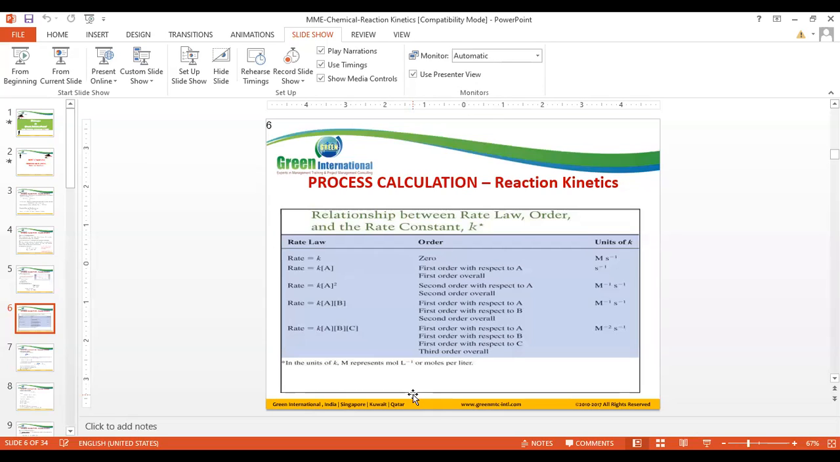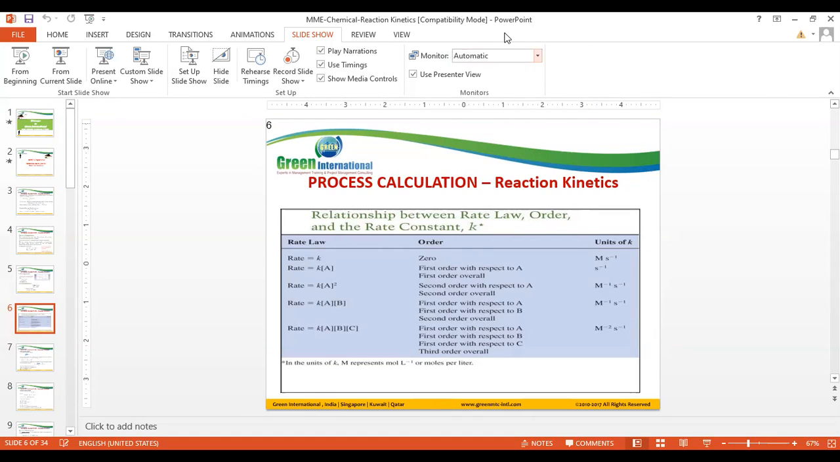CSTR in series, CSTR in parallel, and the Damköhler number, tau, then T and the A, 1 by A equal to A naught for first order and second order, that formula. In reaction kinetics, if at all it is being asked, it is a calculation based question. And only one theoretical question is asked, repeatedly. That one.